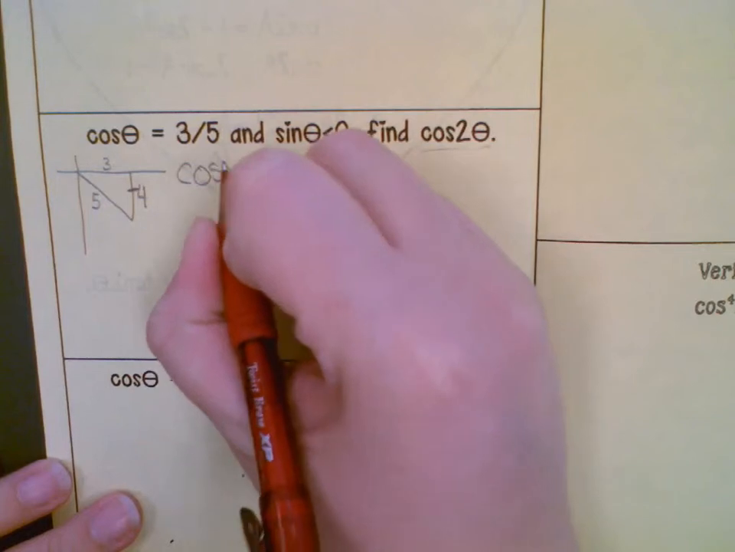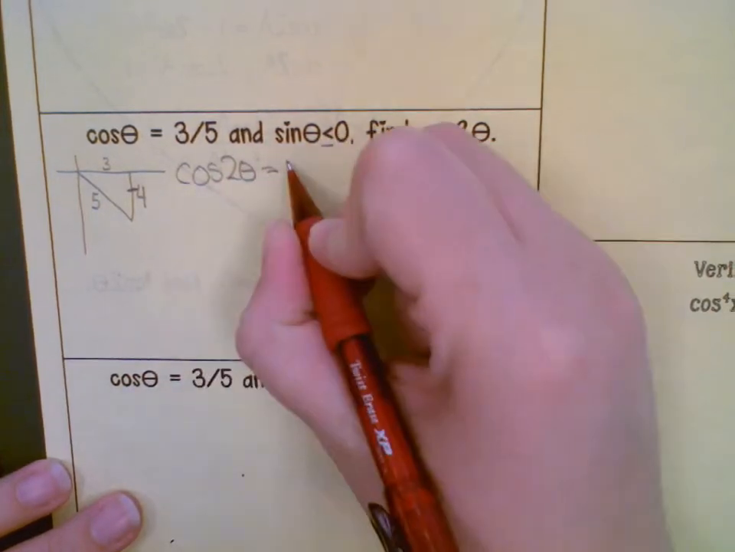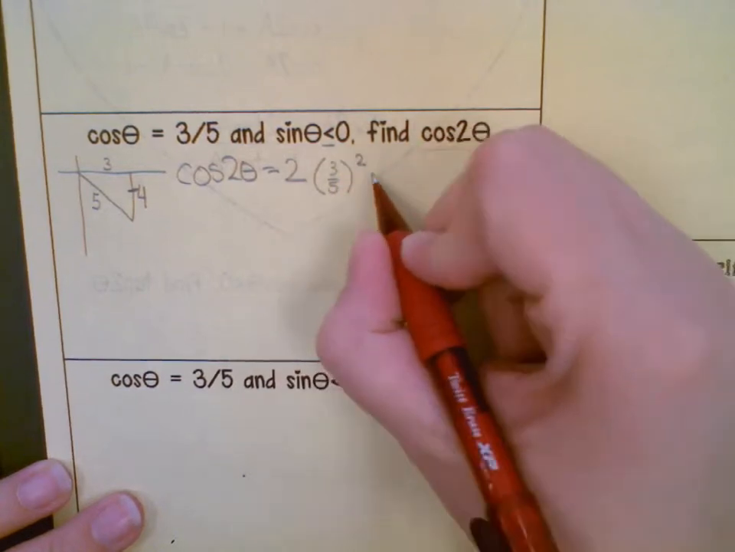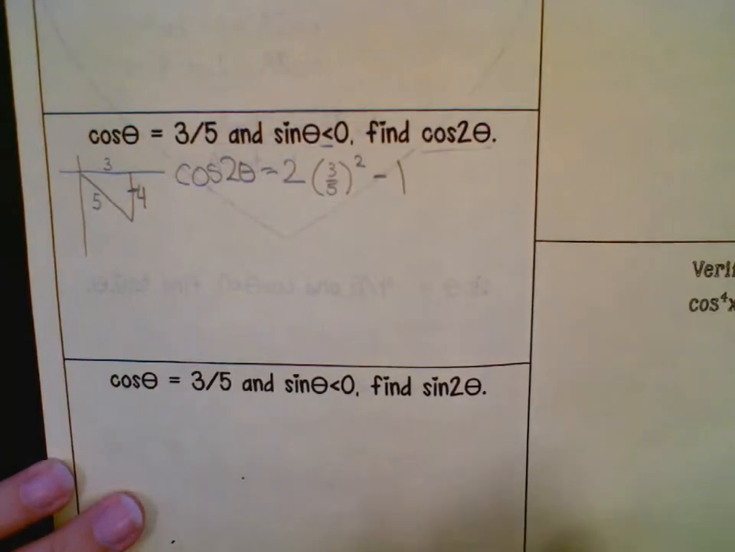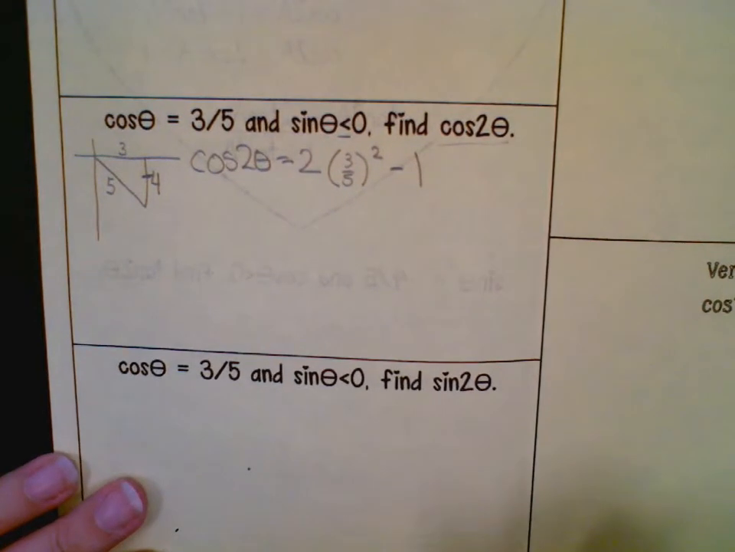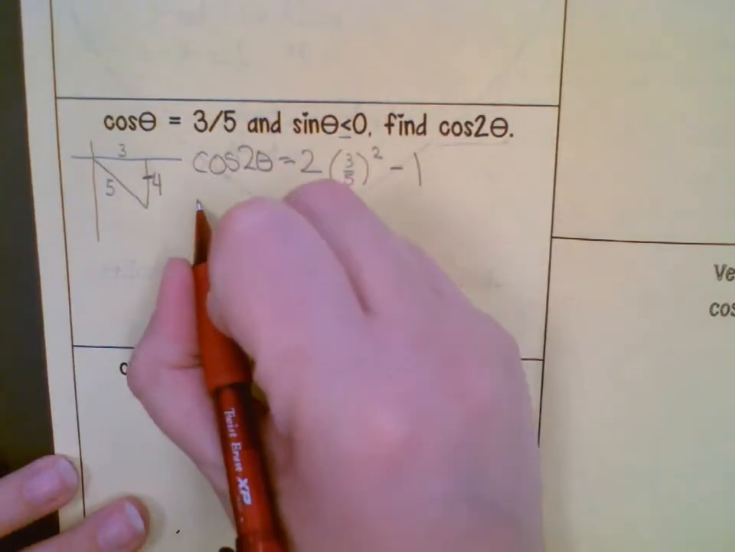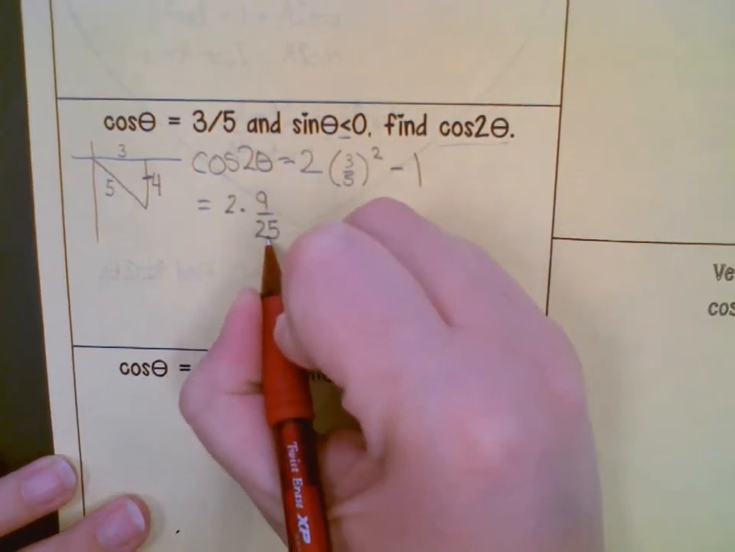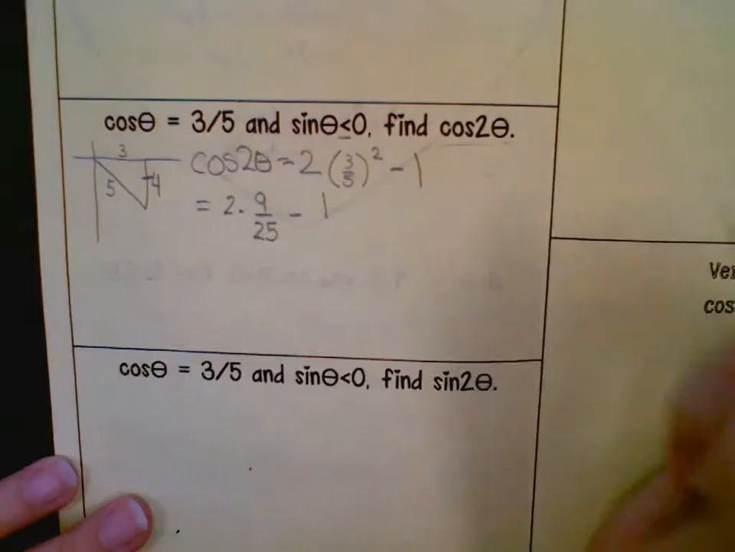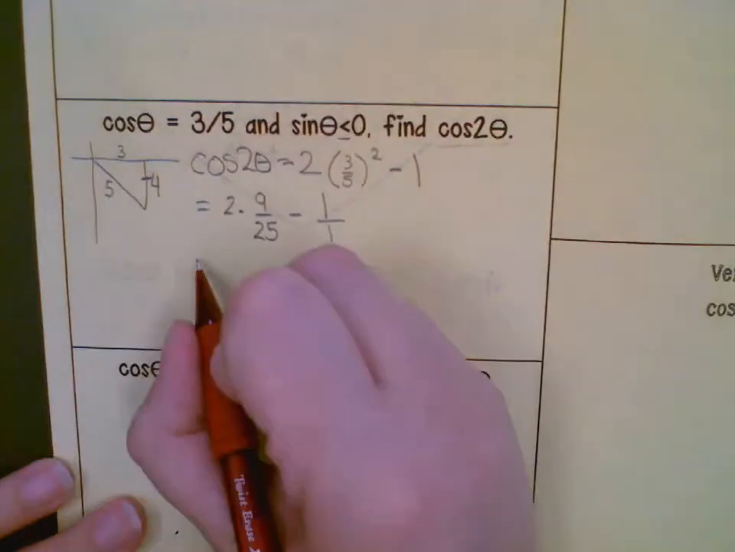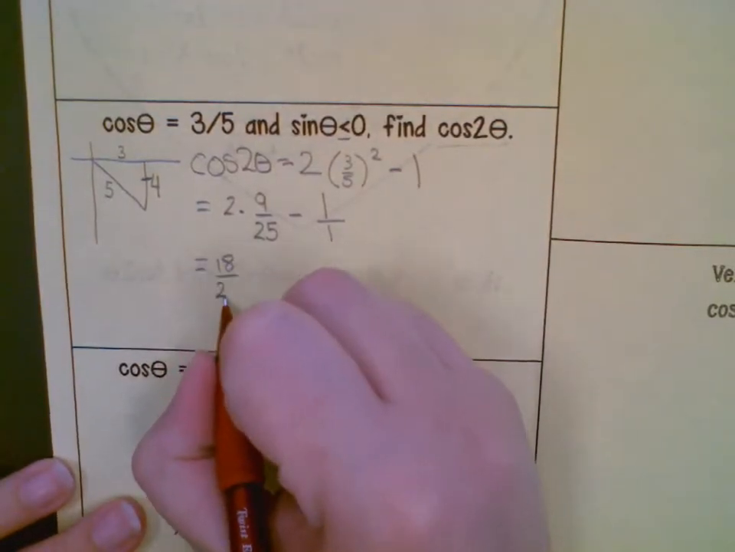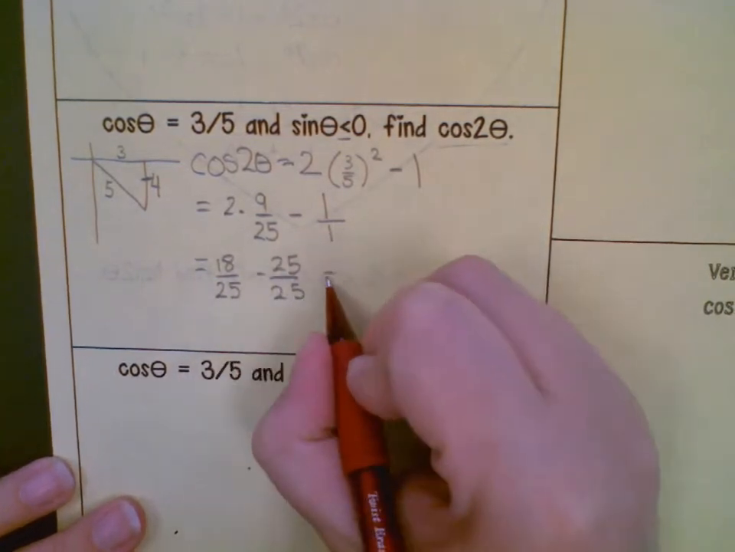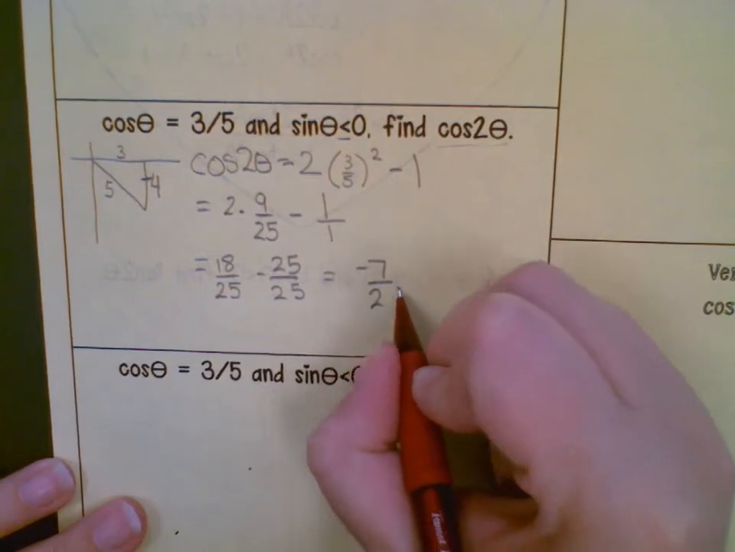So the cosine of 2 theta equals 2 times cosine squared minus 1. Again, just do order of operations and you can get those other values. So this would be 2 times 9 over 25 minus 1. We'll have to get common denominators. So this is 18 over 25 minus 25 over 25, which gives us negative 7 over 25.